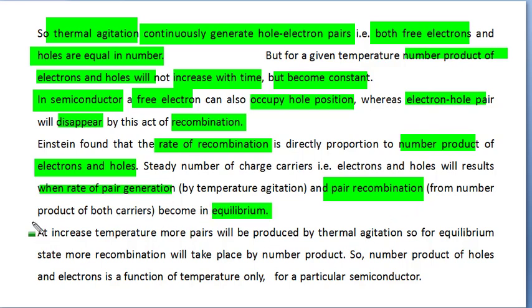Now if we increase temperature, it is certain that more electrons and holes will be produced by thermal agitation. So for the equilibrium state, there should be more recombination, and recombination only increases by an increase in the number product of electrons and holes. So we can say that if temperature is increased, the number product of electrons and holes will also increase in all semiconductor materials. This law is called the mass action law. So the number product of electrons and holes depends on temperature.